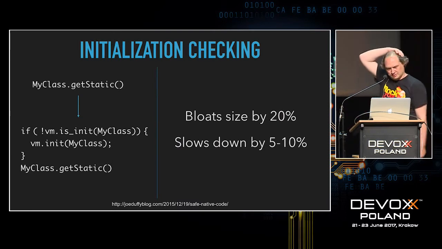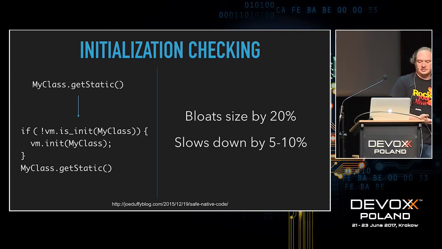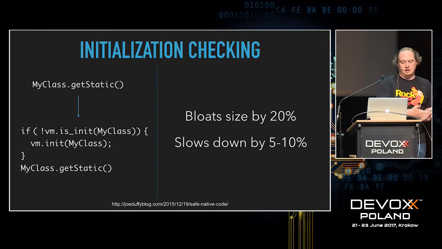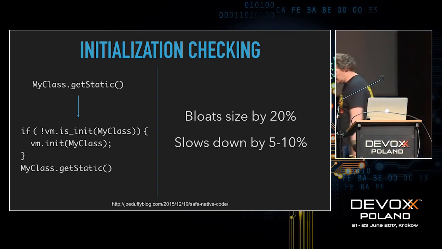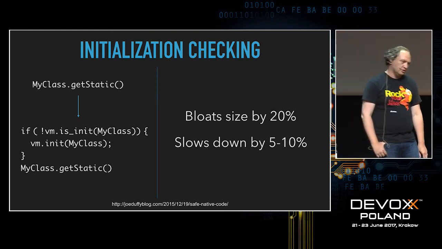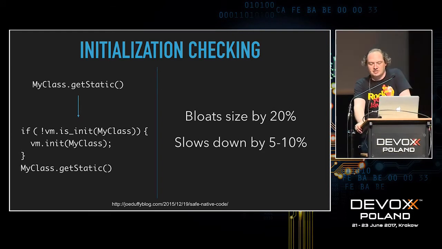Which is really unfortunate, because, at least for an ahead-of-time compiler, if I have my class get static, basically what the compiler would have to produce is, hey, VM, have I been initialized? No? Okay, please initialize me. Okay, now my class gets static. Ugh. That's a lot of code. It would actually bloat the code size by about 20%. And it would slow down execution by about 5 to 10%.